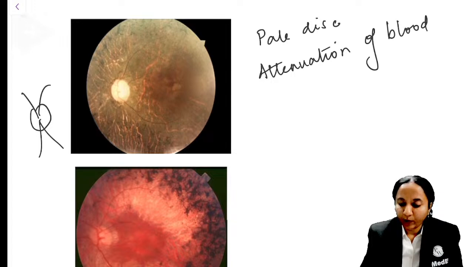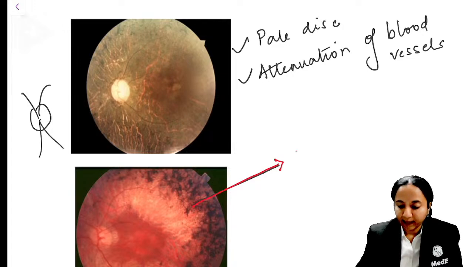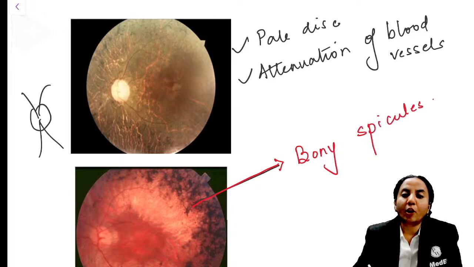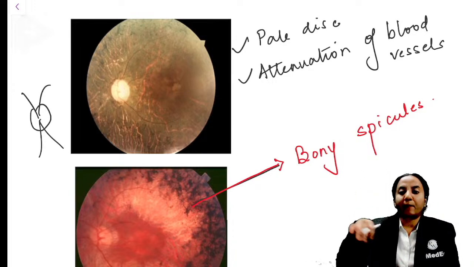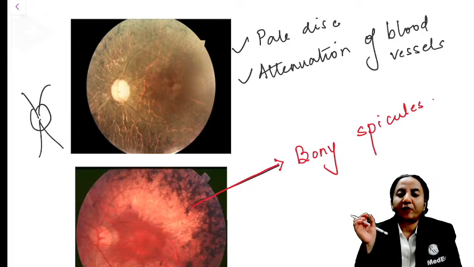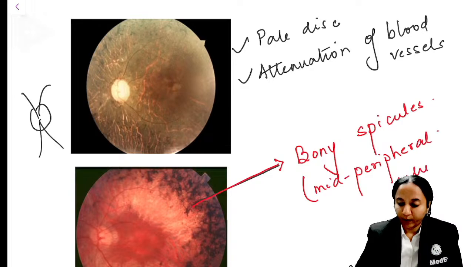And the most important thing is, if you look at the mid peripheral retina, you will see these black pigments. So these black pigments in the mid peripheral retina, that is this retinal pigmentation, this is called your bony corpuscles or bony spicules, that is these black pigments due to hyperplasia and hypertrophy of the RPE. So all this is correct. So you can get this as an image based question also.